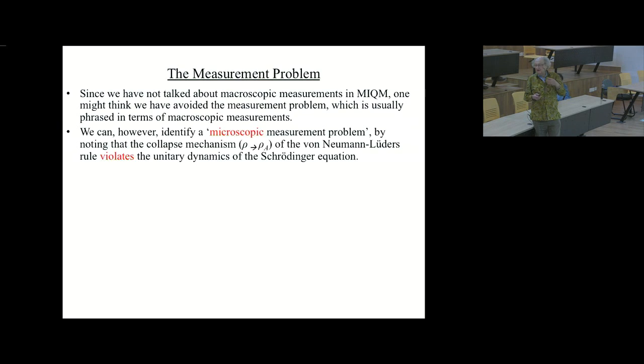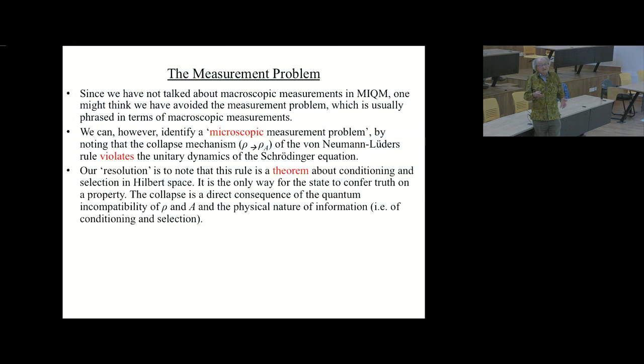However, one can define what one might call the microscopic measurement problem by noting that this collapse, the von Neumann-Luders rule, as we know, violates the unitary dynamics of the Schrödinger equation. Well, I said this isn't dynamics. There's no time evolution. This is logical time, and there's no unitary dynamics in logical time. That's the so-called measurement problem. Our resolution is to note that this Luders rule, the von Neumann-Luders collapse rule, is a theorem. Everything I've explained about the collapse is theorems about how you define conditioning and selection.